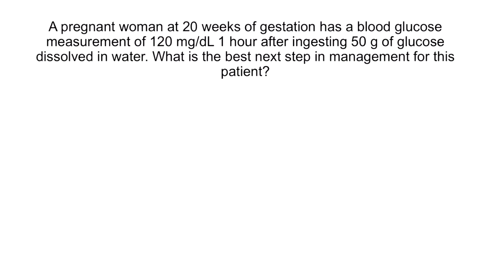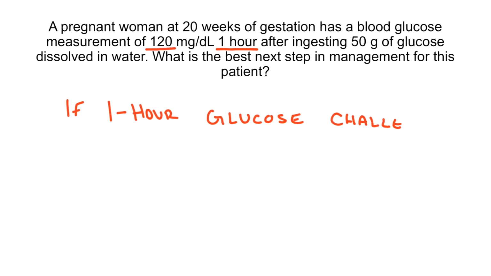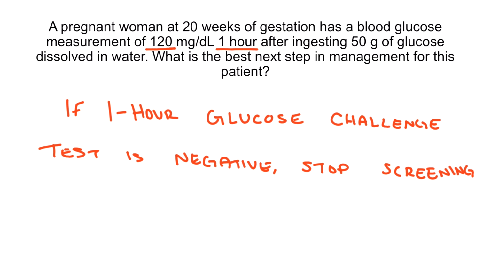All right, let's try another question. A pregnant woman at 20 weeks of gestation has a blood glucose measurement of 120 1 hour after ingesting 50 grams of glucose dissolved in water. What is the best next step in management for this patient? All right, this patient has a negative 1-hour glucose challenge test because her blood glucose measurement is less than 140. Therefore, we just need to continue her expectant management without the need for a 3-hour glucose challenge test.